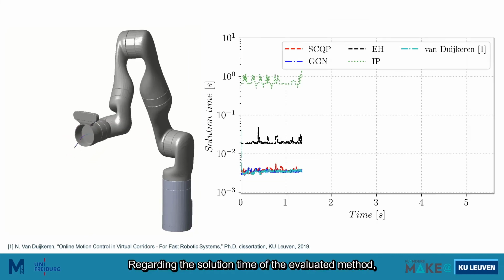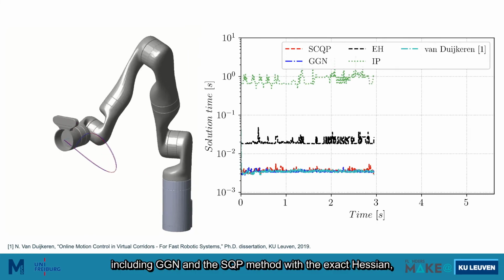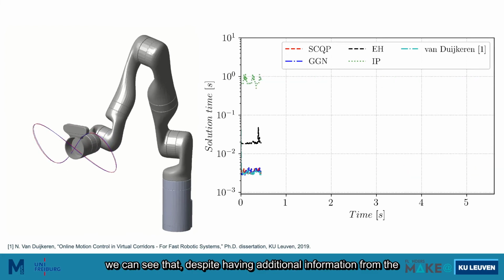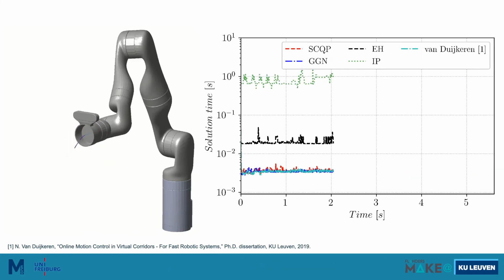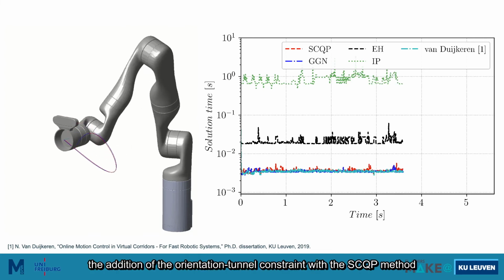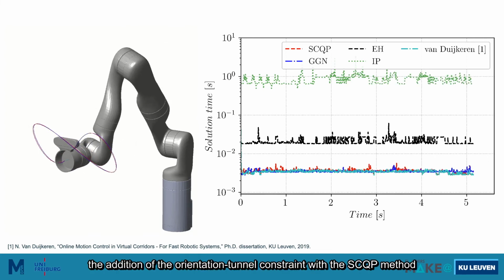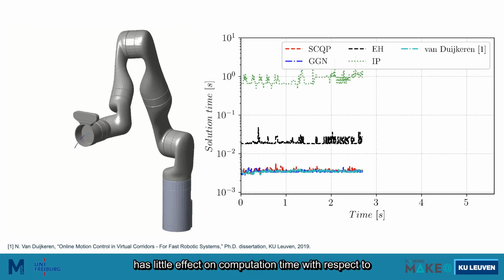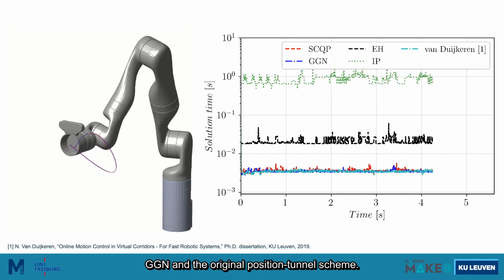Regarding the solution time of the evaluated methods, including GGN and the SQP method with the exact Hessian, we can see that despite having additional information from the convex-over-nonlinear constraints, the addition of the orientation tunnel constraint with the SCQP method has little effect on computation time with respect to GGN and the original position tunnel scheme.